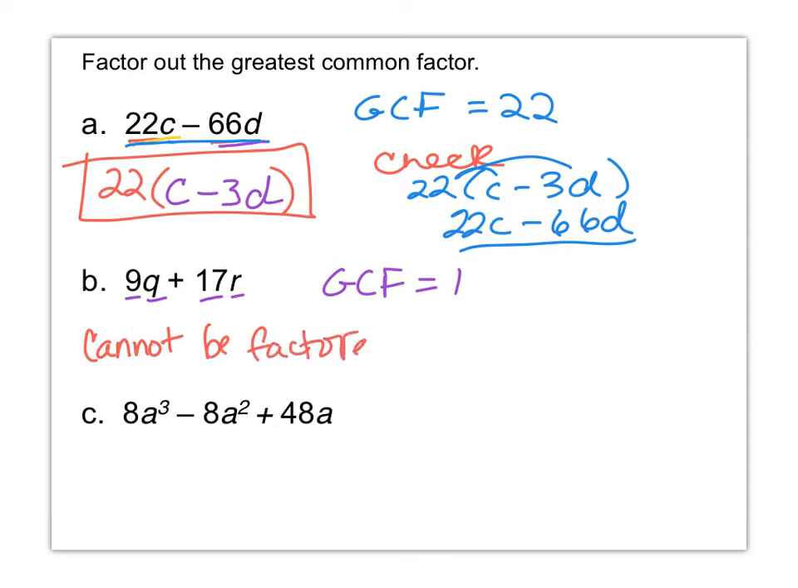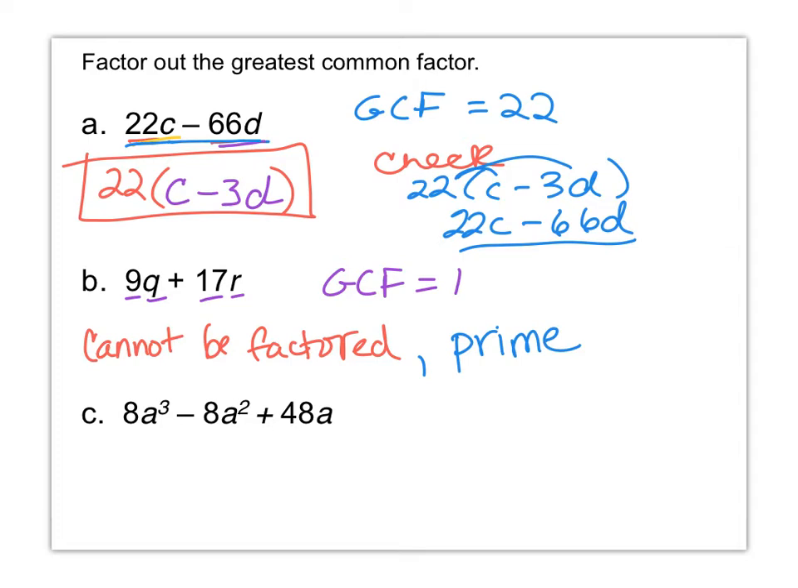We're looking for a greatest common factor other than 1. Another thing that we can call this polynomial is that this is prime. Prime means that it cannot be factored. Let's look at part C.